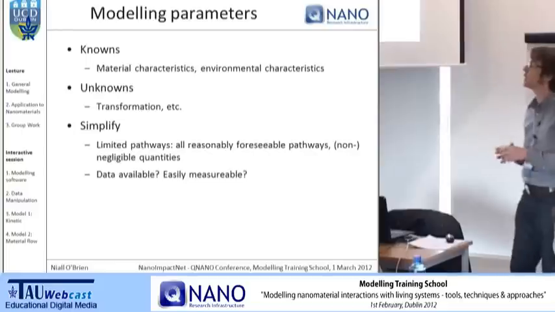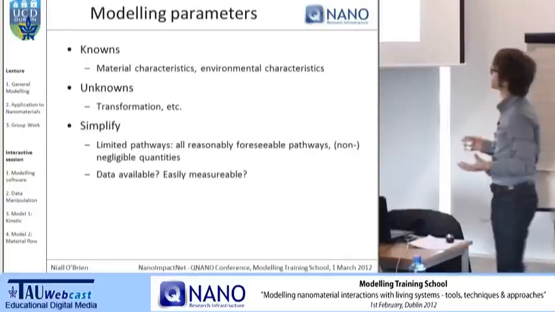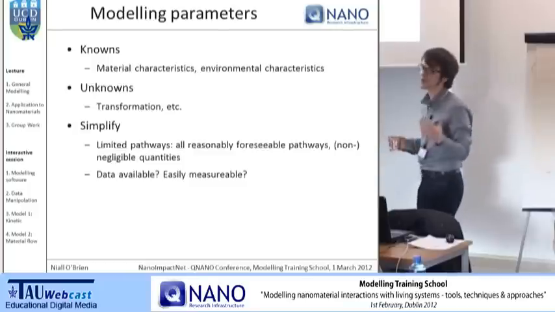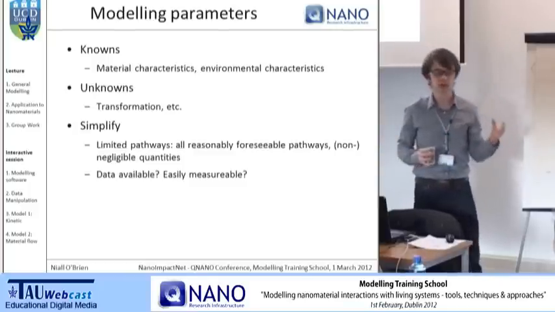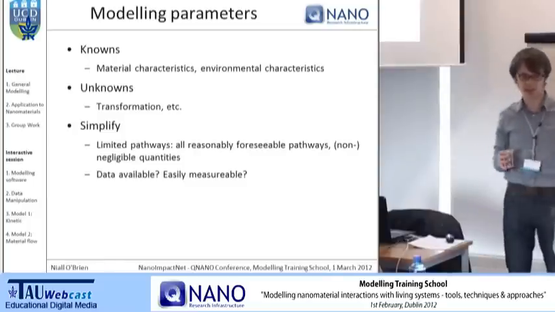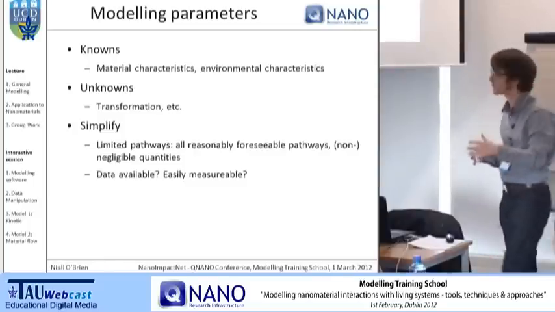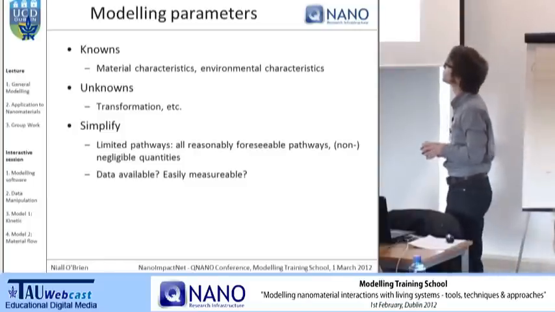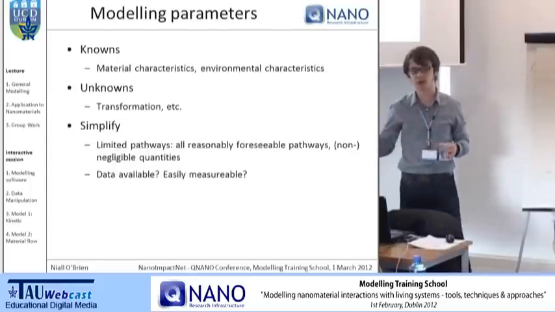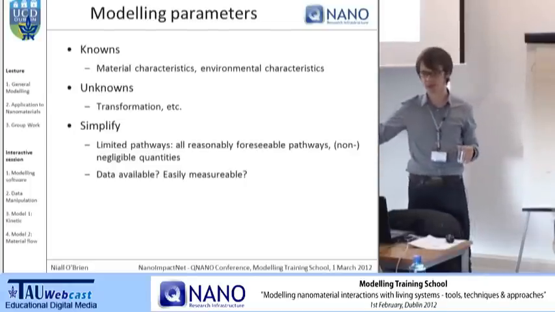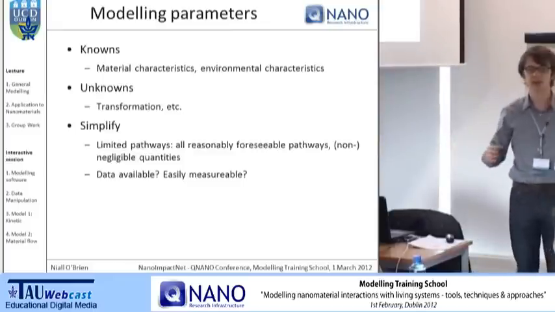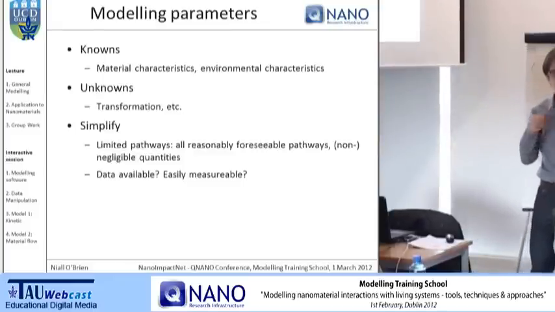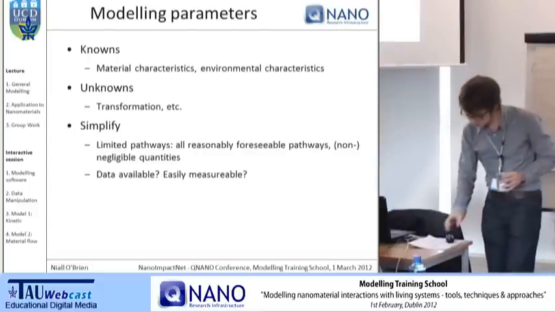Obviously, in every situation, you have knowns, things that are measurable, things that are easily obtainable data. So it's material characteristics, environmental characteristics. This historical data is available. You can go out and measure it if you want. You can collect it. Also, there are unknowns involved. There's transformation in the environment, aging of the nanomaterials in the environment. And you have to decide, is this relevant for your model? Will you include this? Is this within the remit of your model or what it was originally designed for?